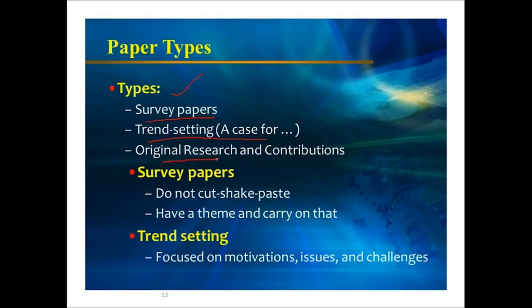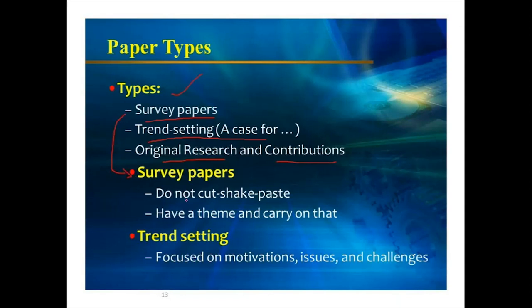The next type of paper is original research and contribution. After doing your survey you found some gaps, and if you give a solution for that gap, then it is original research and contribution. Now, what should actually be there in a survey paper? As I said, the first paper is the survey paper.